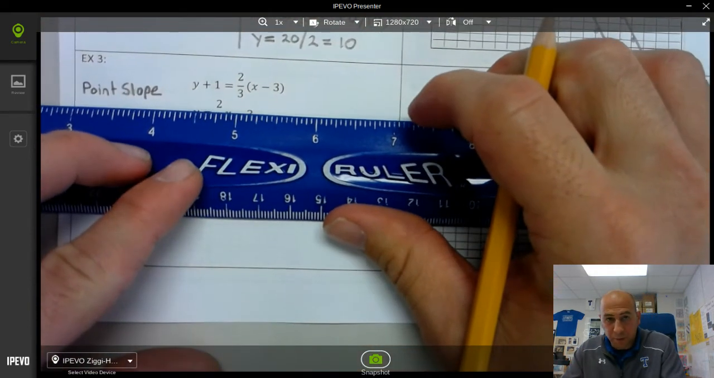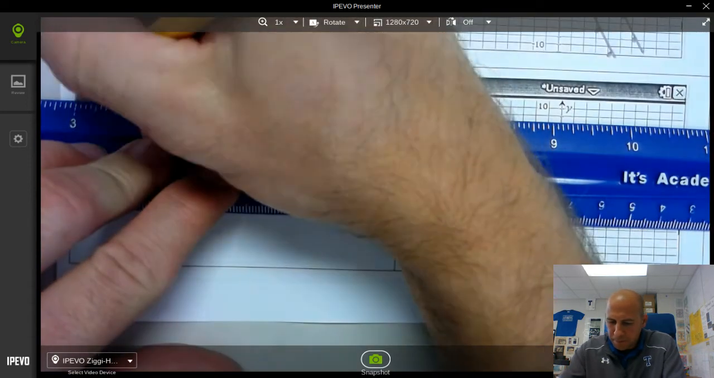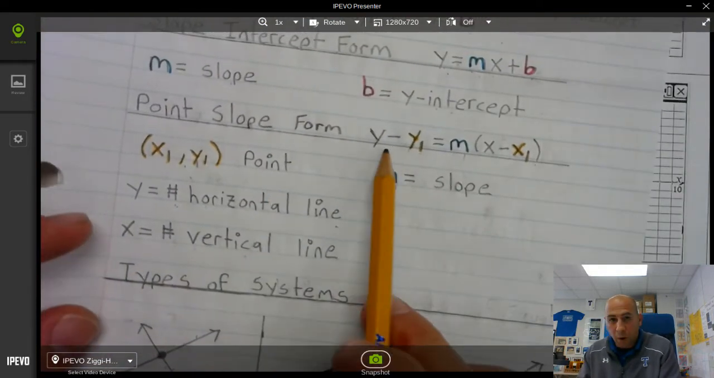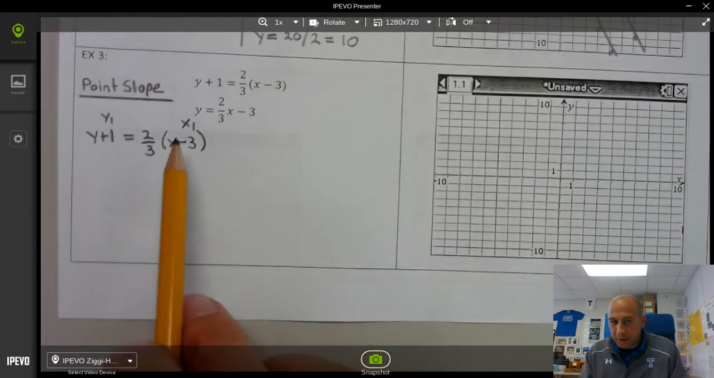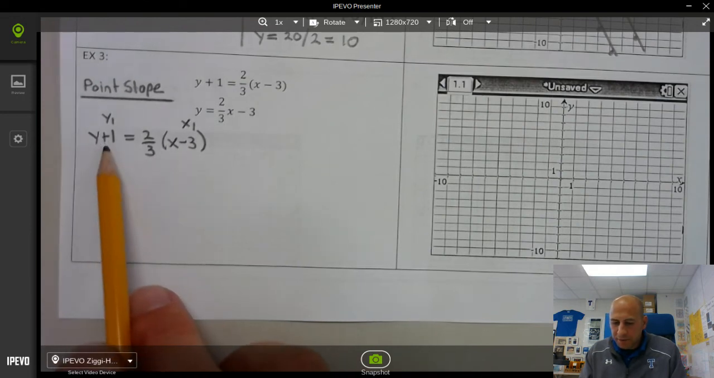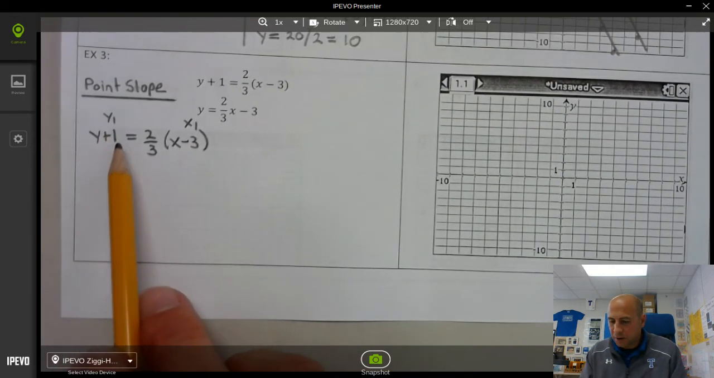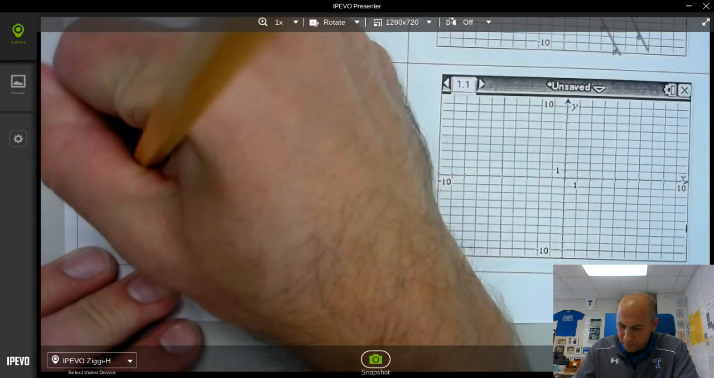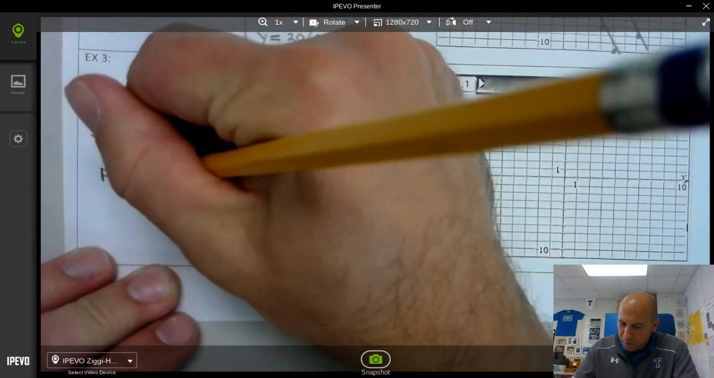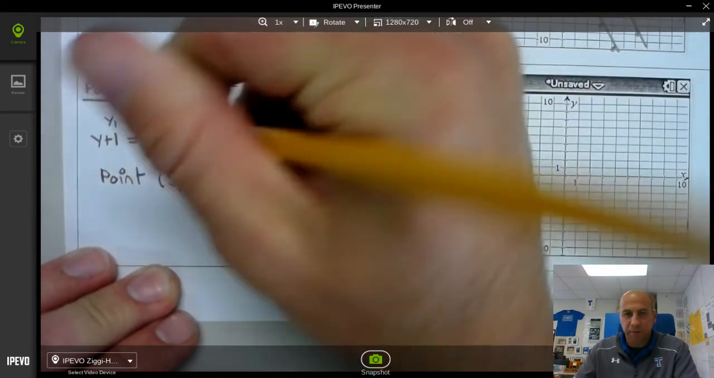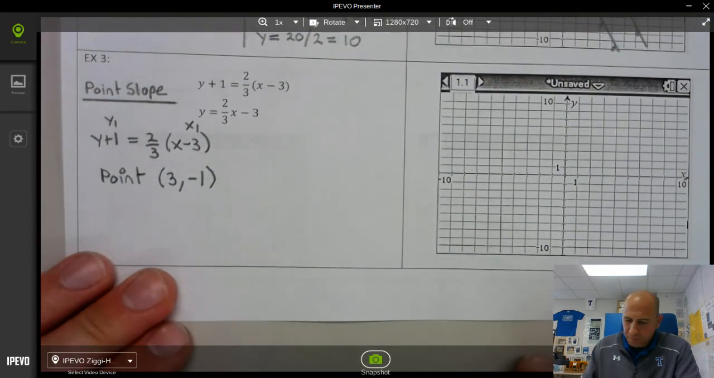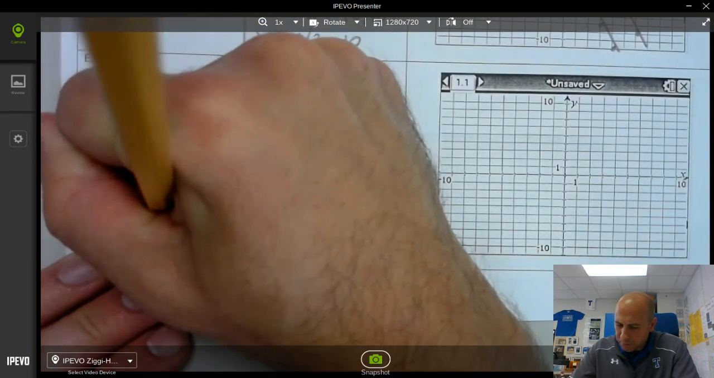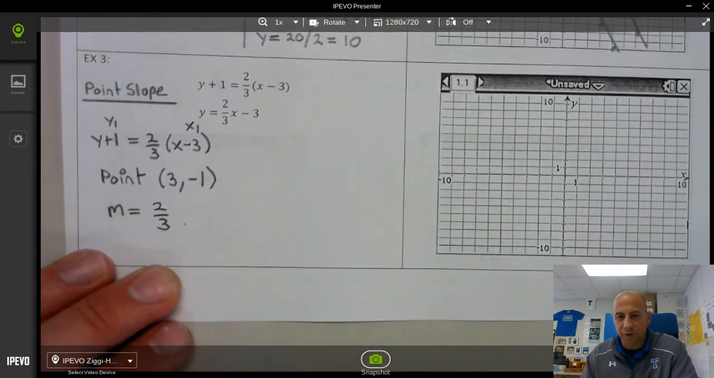Which is also known, you can just say point slope. Now be careful though, because in the notes, notice it says y minus y1. That means that this is y minus a negative 1. So y1 is actually negative 1. So your point is 3, negative 1. Okay. Now we know our slope is 2/3. So with a point and slope, you can graph your line.